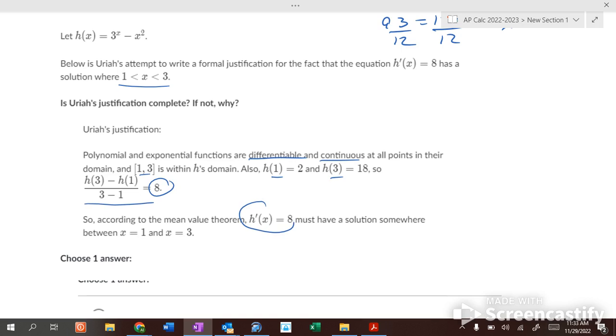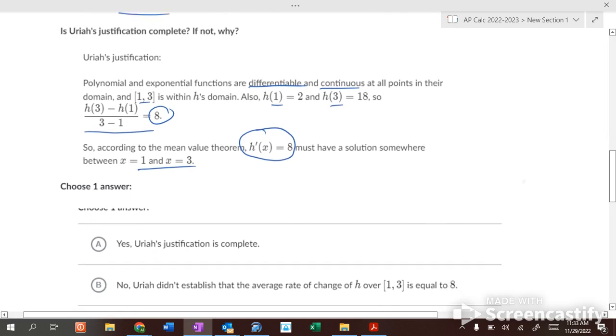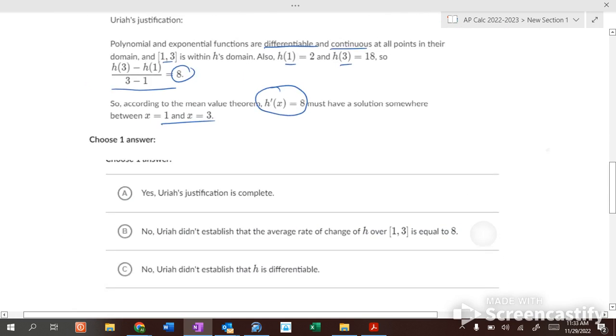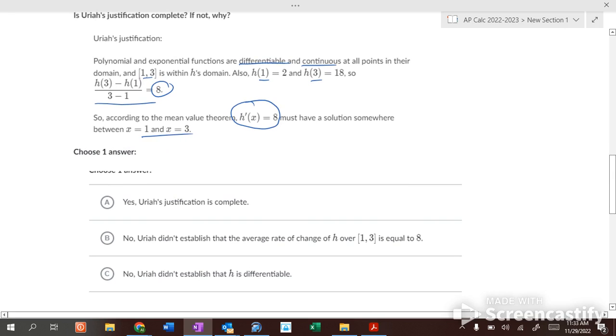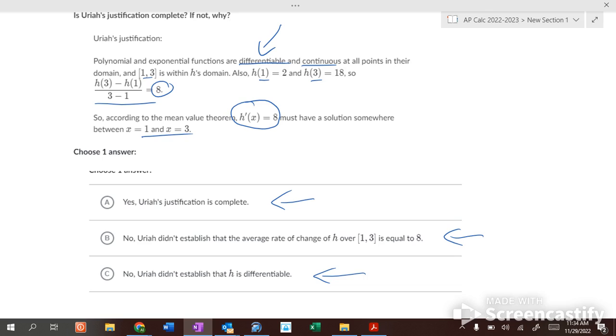So if they set the first derivative equal to 8 and found a solution, is that correct? Or did they not establish something? Is their justification complete? Or did they not establish the rate of change? Or did they not establish that it's differentiable? Well, they established that it's differentiable. Yep, right there. And then the rate of change was right there, so it is complete.